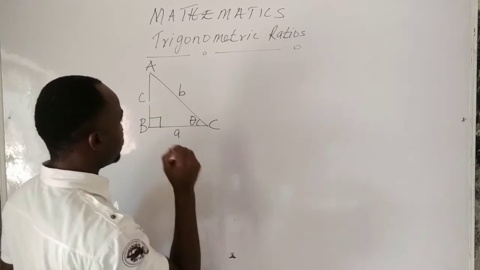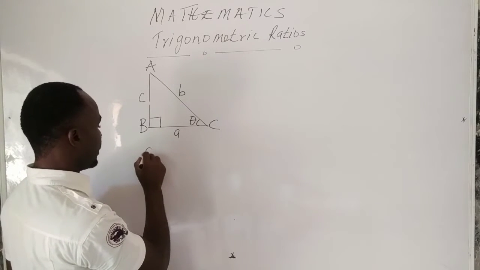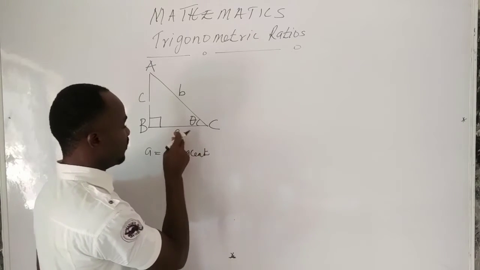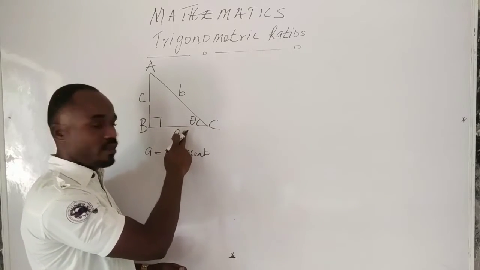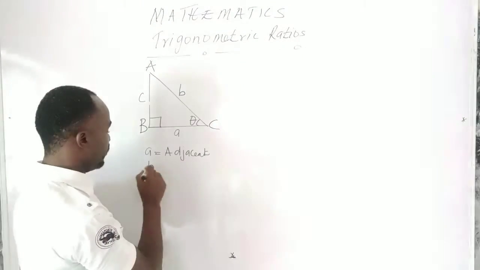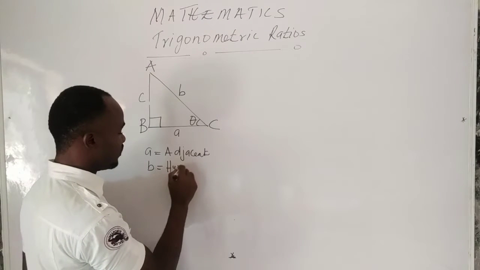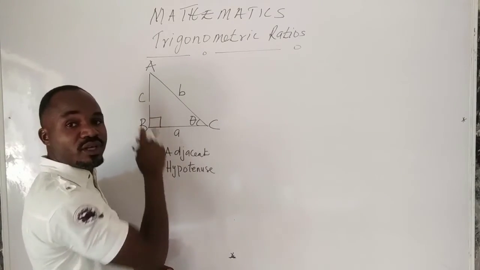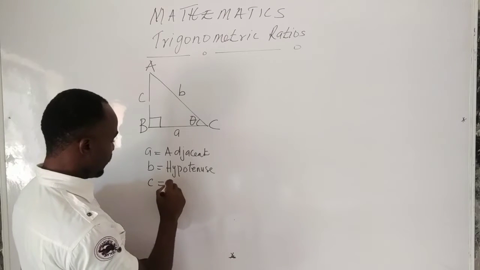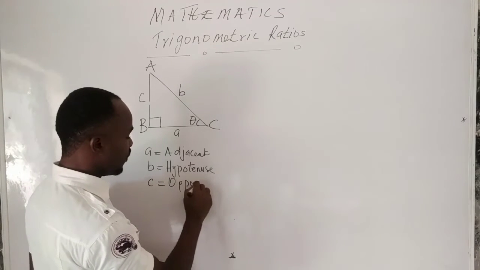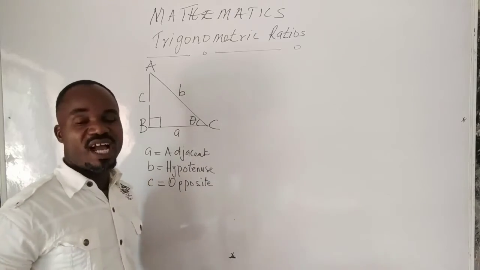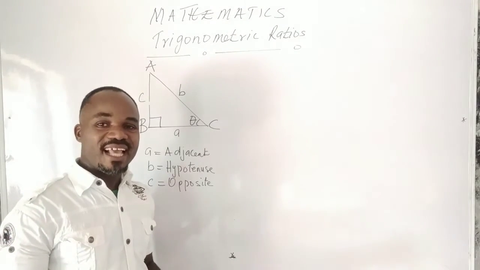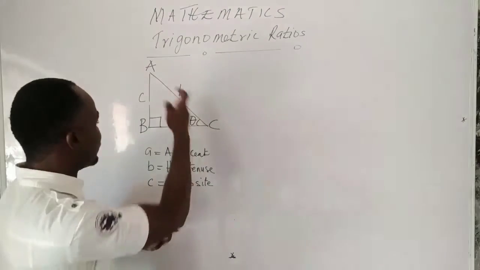This means that side a is the adjacent, side b is the hypotenuse, and side c is referred to as the opposite.